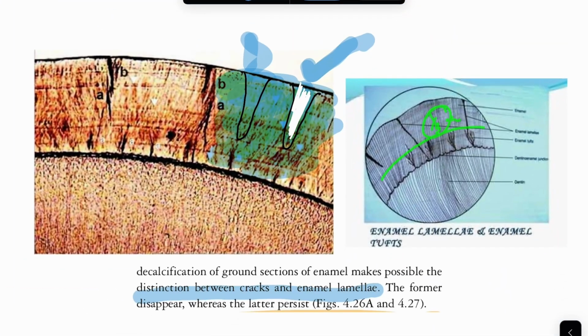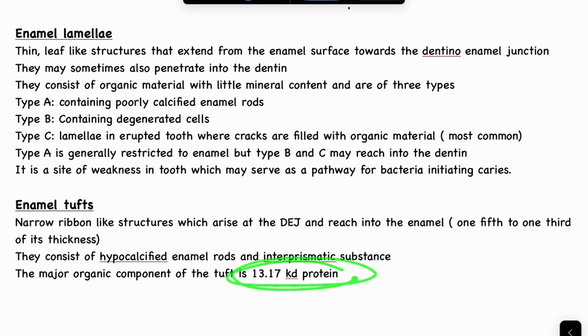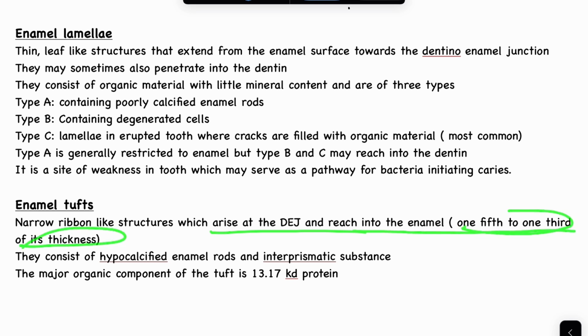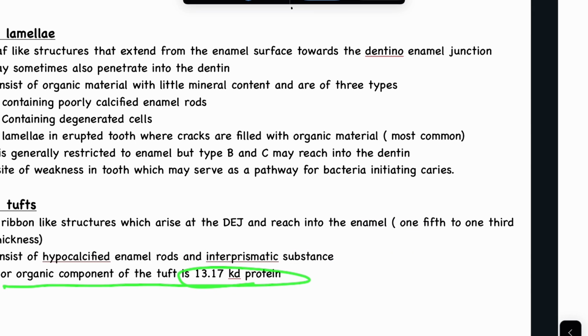There's one major organic content they have. This is called 13.17 kd protein. This is one of the major organic components of the tuft. They are narrow ribbon-like structures. This is not how the shape is named, but what it looks like: ribbon-like. They arise at the dentino-enamel junction and reach into the enamel 1/5 to 1/3 of its thickness. They consist of hypocalcified enamel rods and contain interprismatic substance. The major component is 13.17 kd protein.